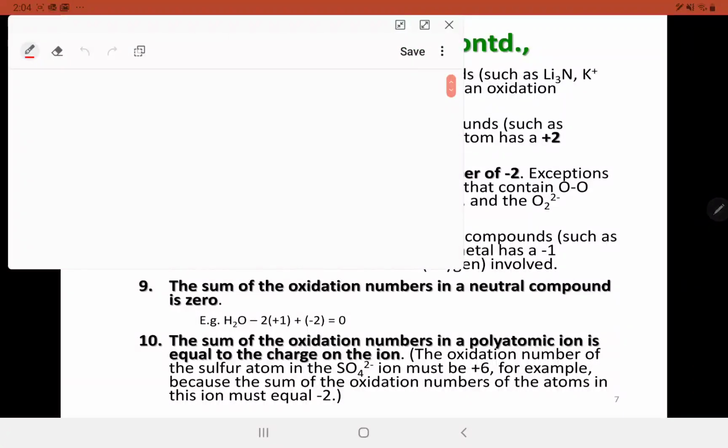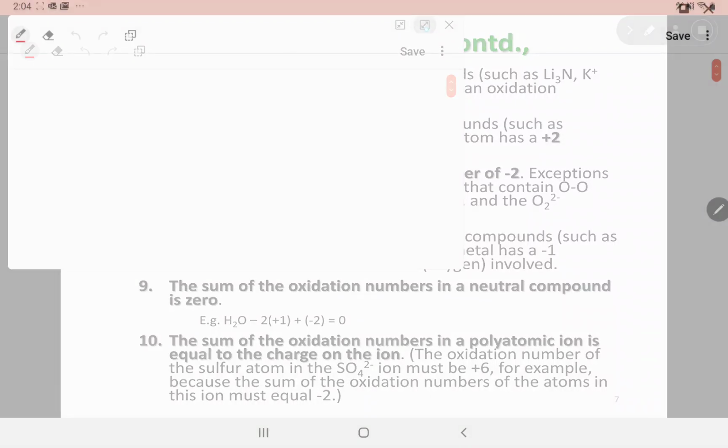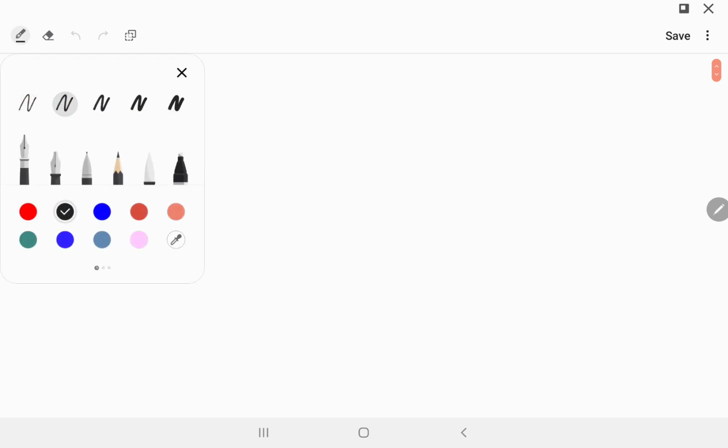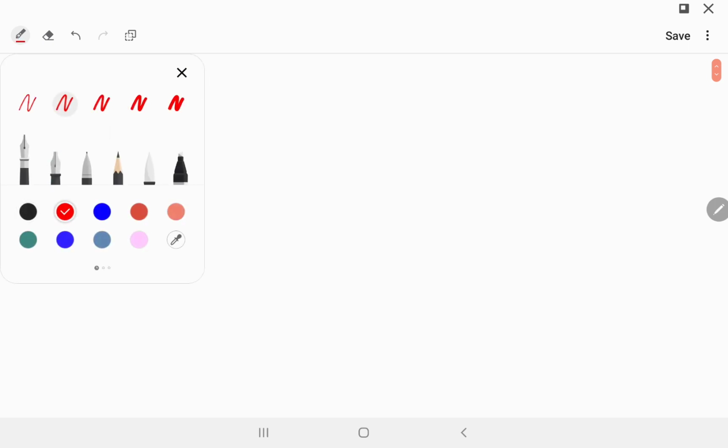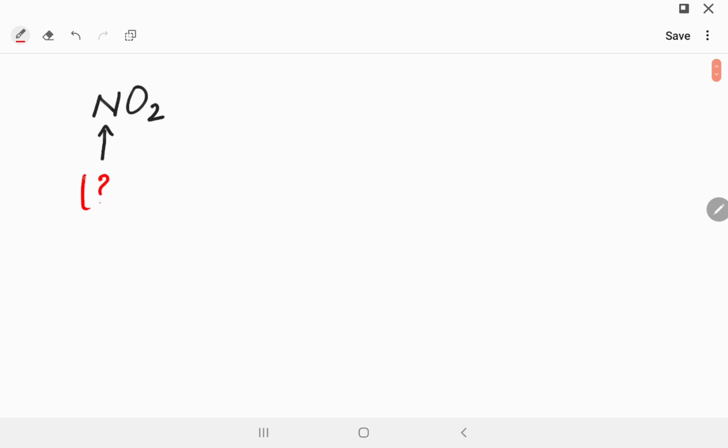Once again, according to rule number 9, the sum of oxidation numbers in a neutral compound is 0. So let's take a neutral compound like NO2. The compound I'm going to take today is NO2, and we have to calculate the oxidation number of nitrogen, because it was not covered in the previous 8 rules. So this is the unknown oxidation number.